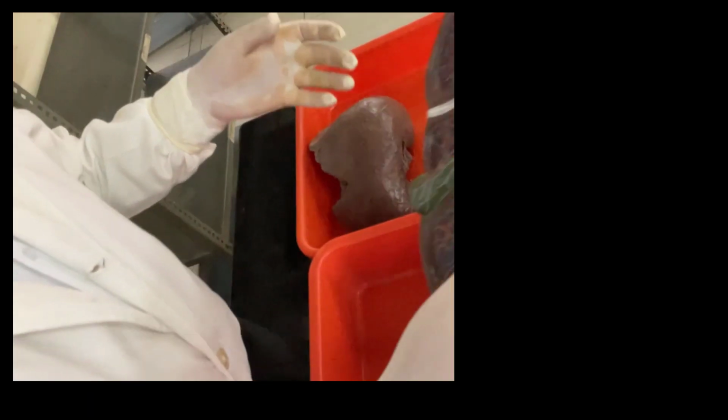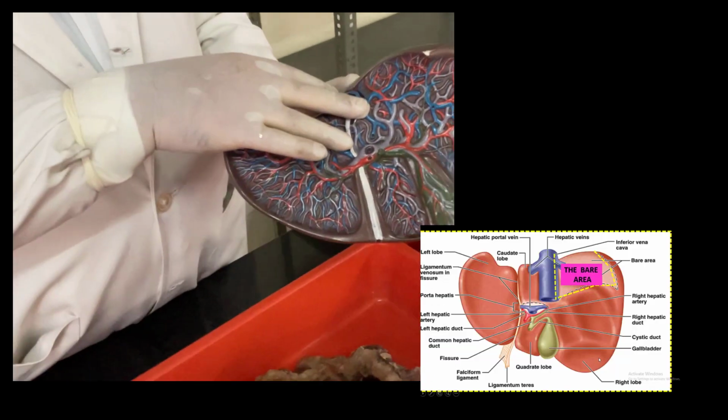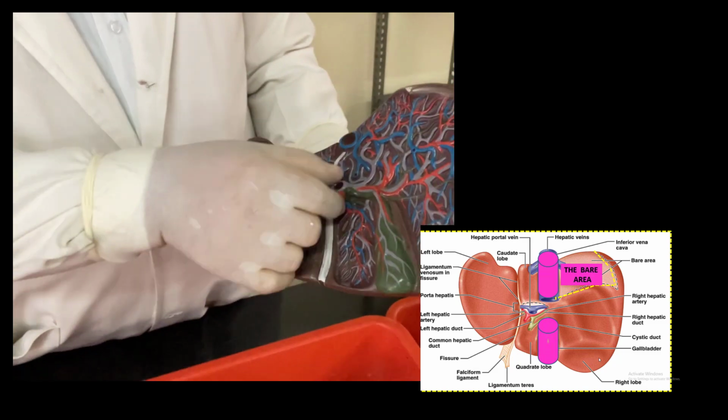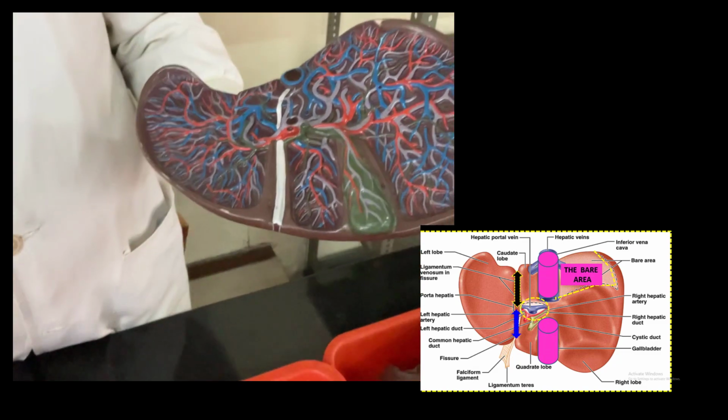The other bare areas of the liver are the gallbladder fossa. This is also bare. Groove for inferior vena cava, it is also bare. Then porta hepatis, ligamentum teres and ligamentum venosum. They are the bare areas of liver.